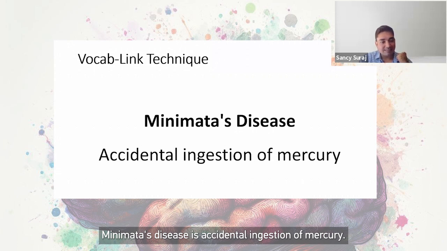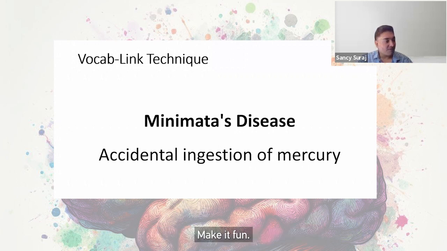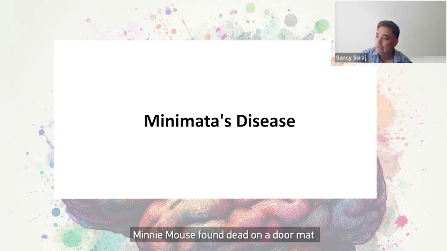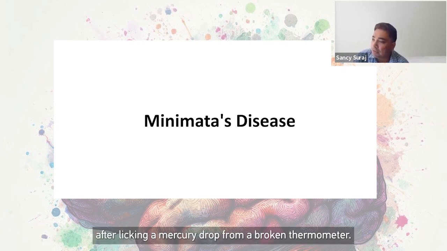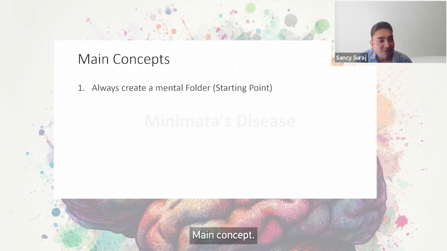Minamata disease is accidental ingestion of mercury. Break up the words into smaller words, create an image, and link it to the definition. Make it fun. Can I get a volunteer to share their link with us? Minnie Mouse found dead on a door mat after licking a mercury drop from a broken thermometer. Done. Good one.